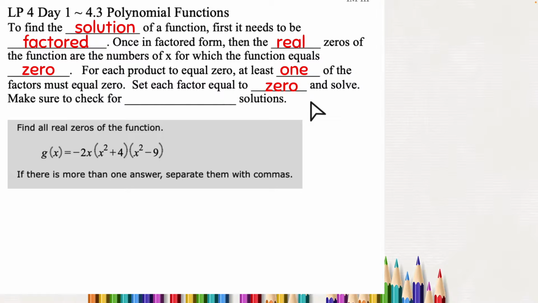Make sure to check for extraneous solutions. So that's just kind of the wording I'm going through. How do we do this? But what does it actually mean? So we want it to be in factored form, number one.